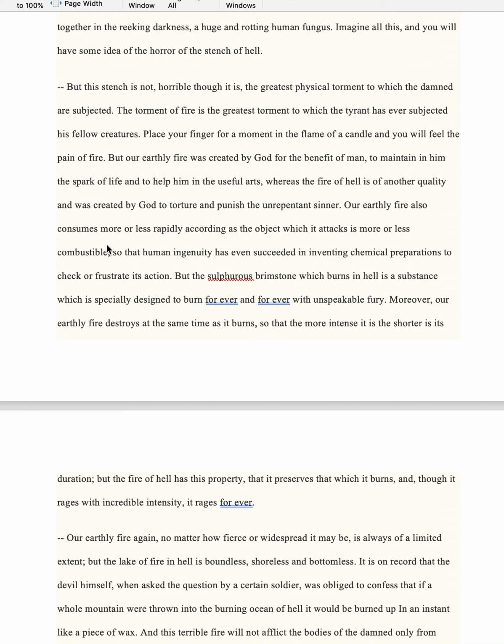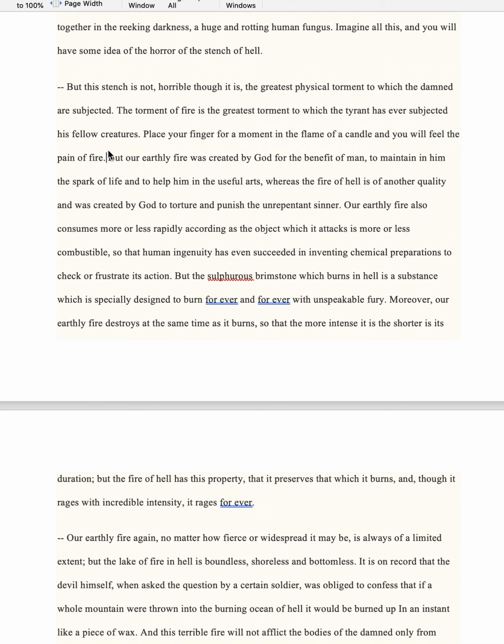And so again, we have a transitional sentence and a topic sentence at the beginning where we say, okay, the smell's bad, but the worst thing is the pain. So it acts as both a transition and a topic sentence, lets us know what it's going to be about. Now, there's also a technique used here where it tells the reader to place your finger in the flame of a candle and you'll feel the pain of fire. And that's a technique called familiarity, where you put something in your writing that almost everybody can relate to because they've done it.